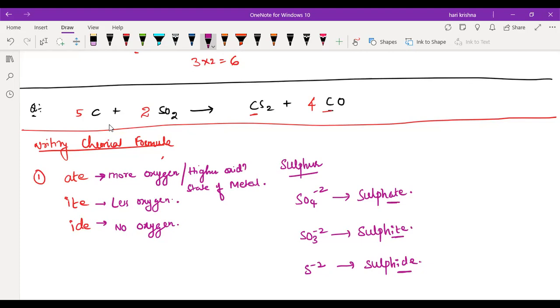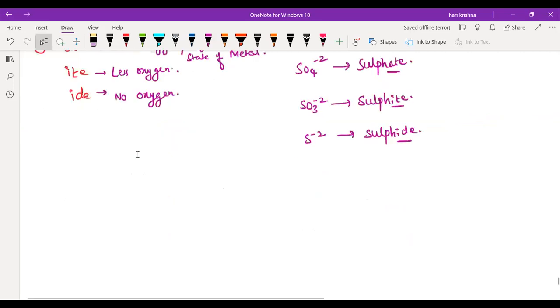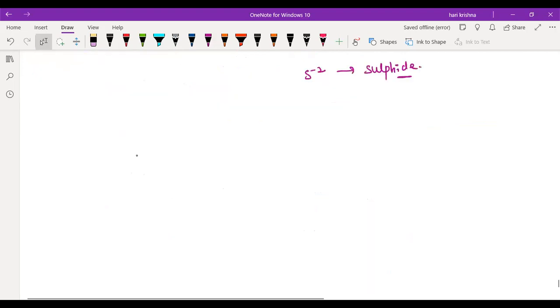We use ate at the end when there are more oxygens in the given ion compared to the remaining ones. So SO4 minus 2 has 4 oxygens, so it is a sulfate. Now SO3 minus 2 has 1 oxygen less compared to above, so it is a sulfite. I'll tell you about oxidation states in the later part of the chapter, and teach you sulfate based on oxidation states. But now remember according to the oxygen numbers. When there is no oxygen with the element, it is a sulfide. Is it clear now? Yes, sir.